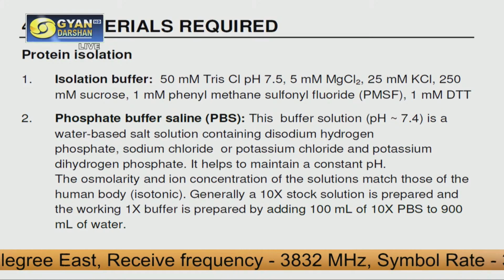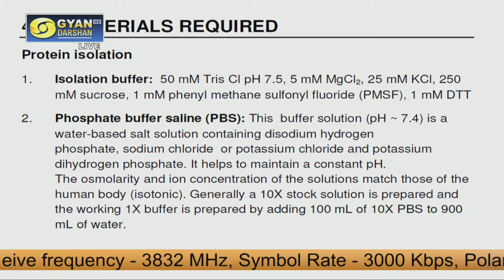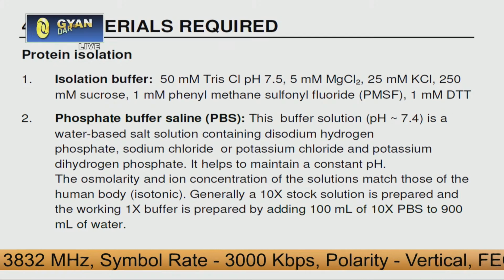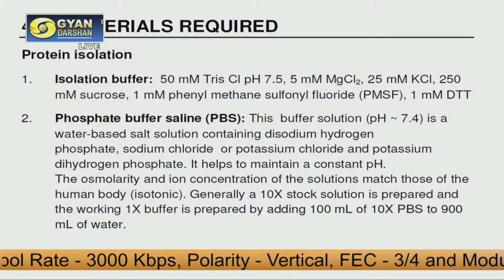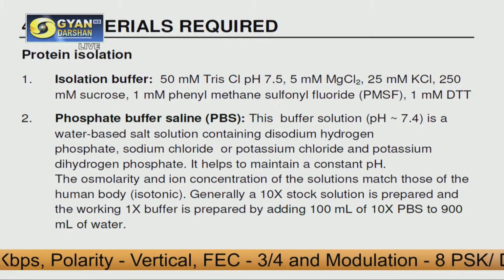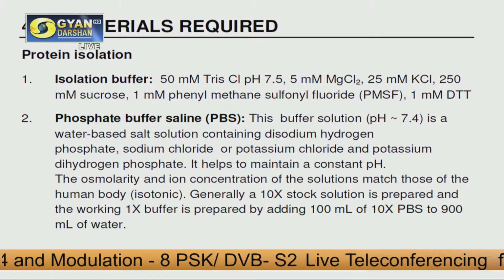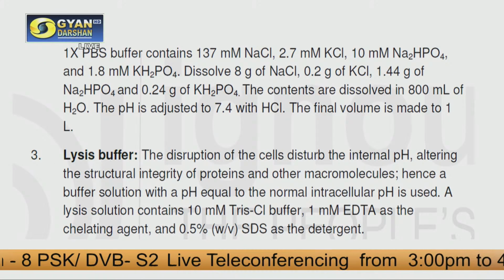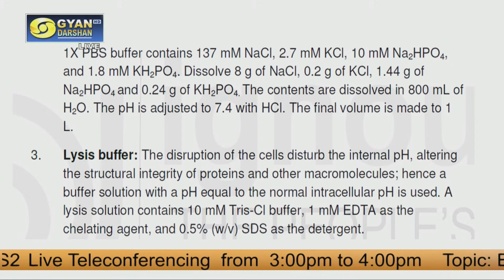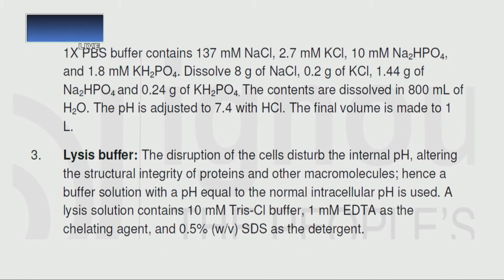Then you have phosphate buffer saline, or PBS, which is pH 7.4. It is a solution containing disodium hydrogen phosphate, sodium chloride, potassium chloride, and potassium dihydrogen phosphate. Then the lysis buffer, which mostly has Tris chloride buffer, EDTA as the chelating agent, and very importantly sodium dodecyl sulfate, which is a detergent. You have to use 0.5% SDS in the lysis buffer.